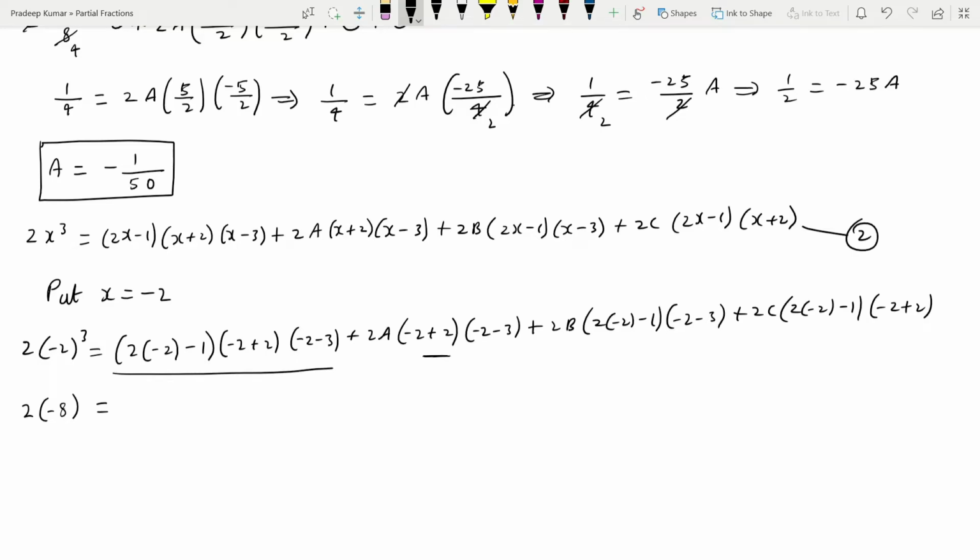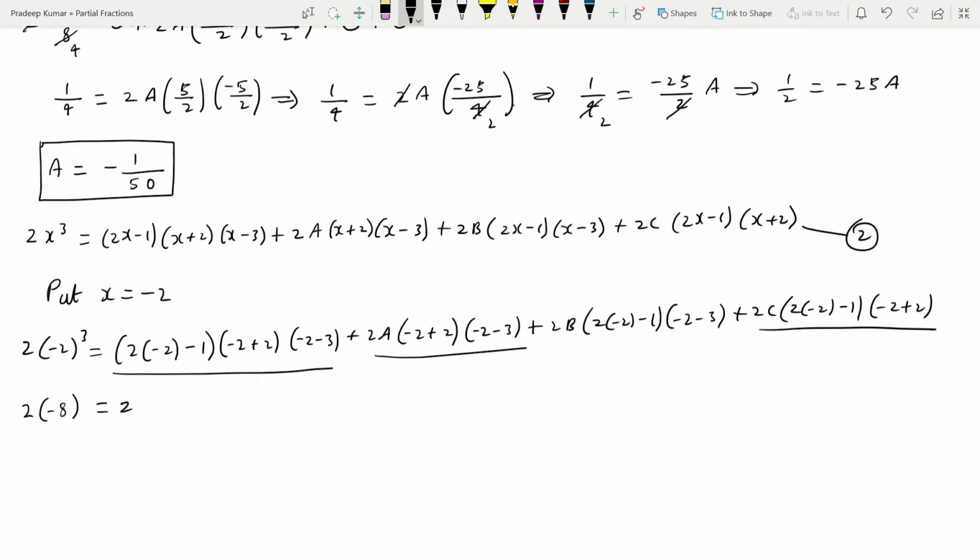So this is minus 2 plus 2. So this part will become 0, which means this whole part will become 0. If you observe, minus 2 plus 2 is 0, which means this whole part will become 0. So we just need to solve this part where we'll get the b value.